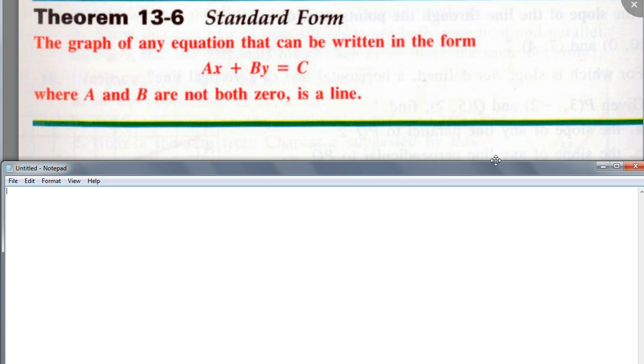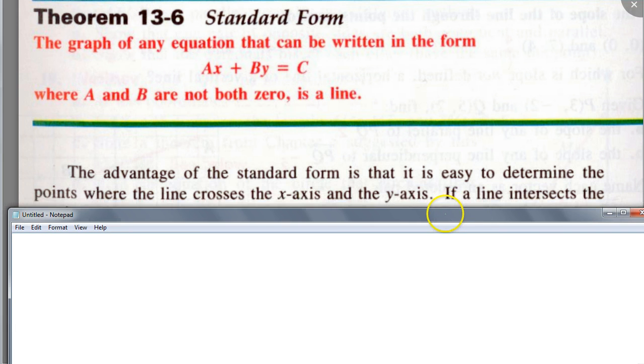So there's an advantage of using standard form. Somebody read this for us. How about Andrew? Go ahead. The advantage of the standard form is that it's easy to determine the points where the line crosses the x-axis and the y-axis. Yeah, so if you have a linear equation in standard form, it's really easy to figure out the x-intercept and the y-intercept. The point where the line crosses the x-axis is called the x-intercept. The point where the line crosses the y-axis is called the y-intercept.